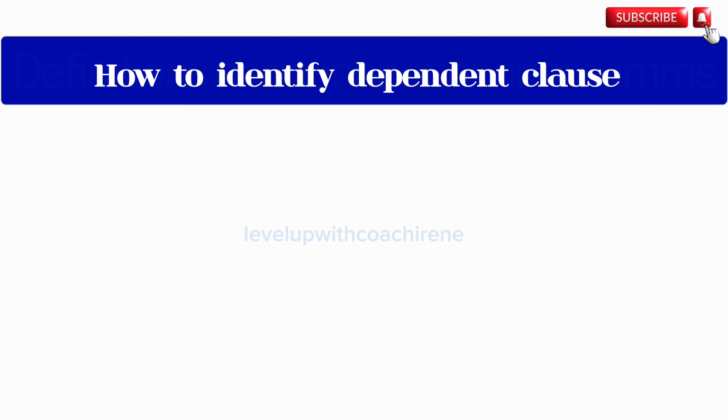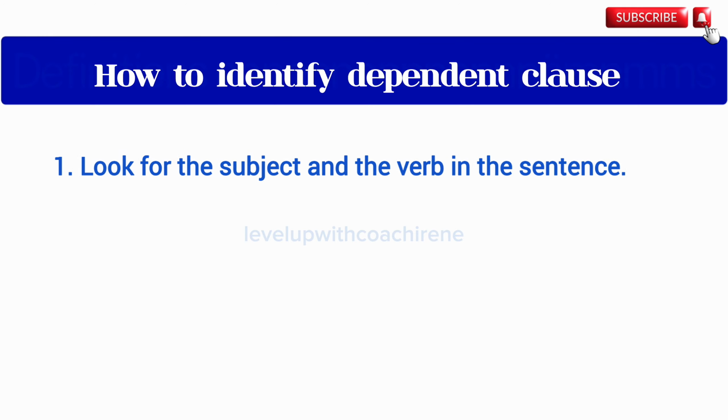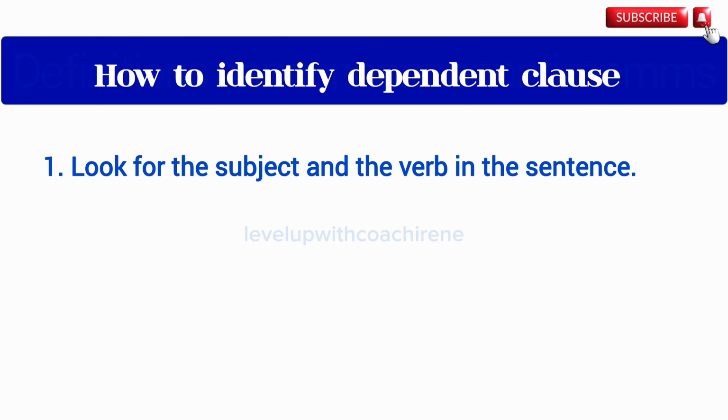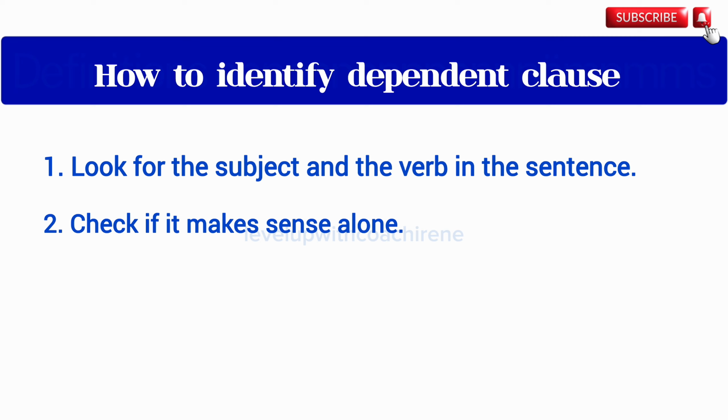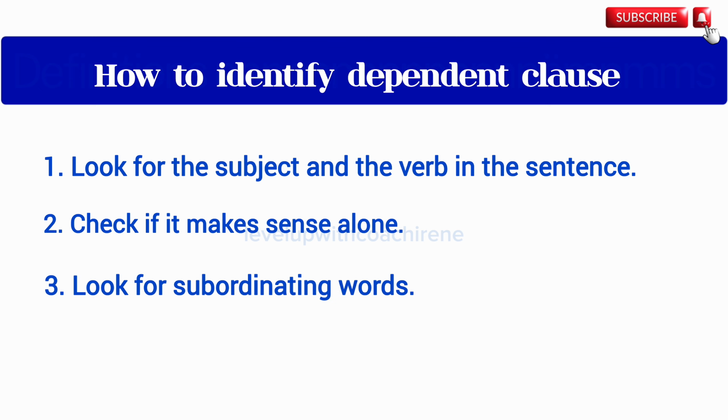Let us look at how to identify a dependent clause. Number 1, look for a subject and a verb in the sentence. Ask yourself, does this clause have both? Number 2, check if it makes sense alone. If it doesn't form a complete thought, it's dependent. Number 3, look for subordinating words like because, that, who, or when. If not, it is not a dependent clause.